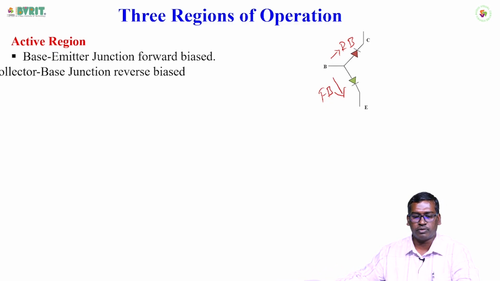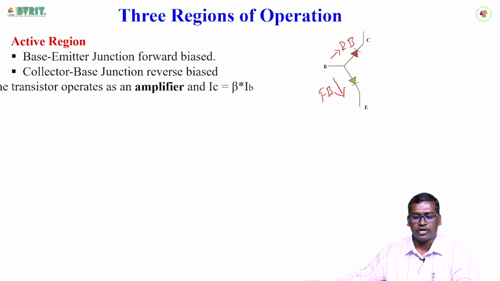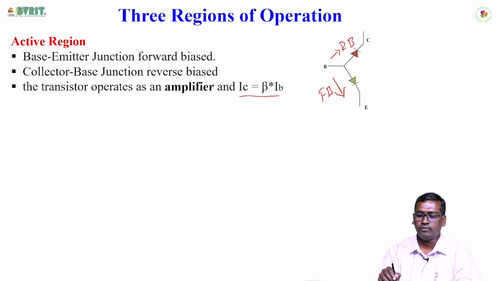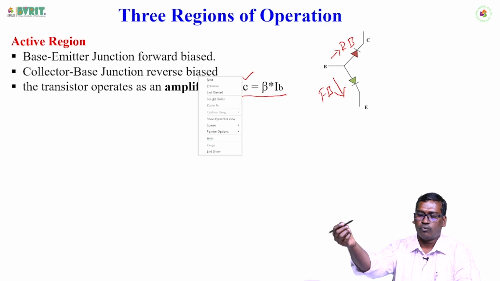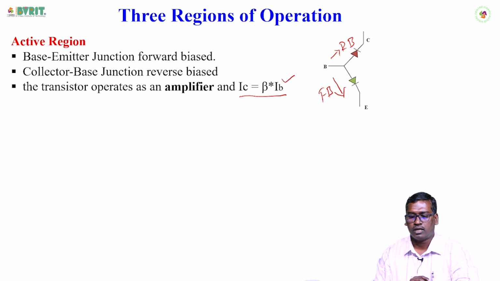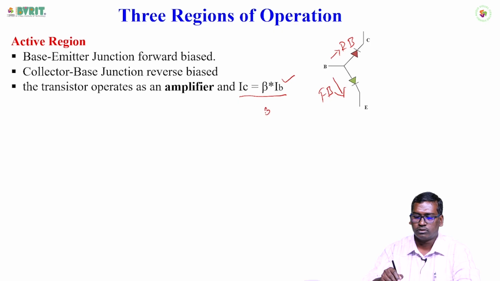During the active region of the BJT, the transistor is operated as an amplifier. There we can see that the IC current is the output current, whereas the IB current is the input current. The output current is equal to beta times the input current. The beta is the current gain factor. We can understand that here. The beta is equal to IC by IB. The beta generally varies between 50 to 250 for a transistor.